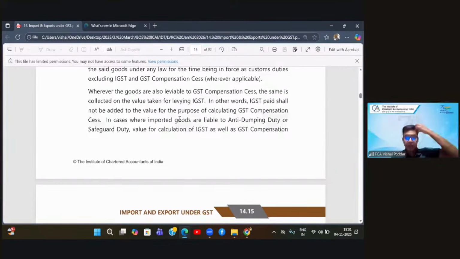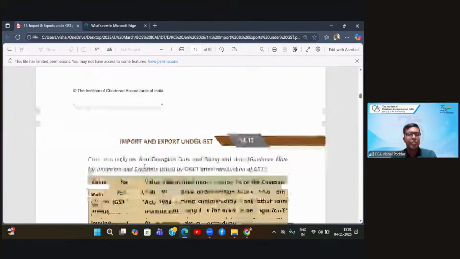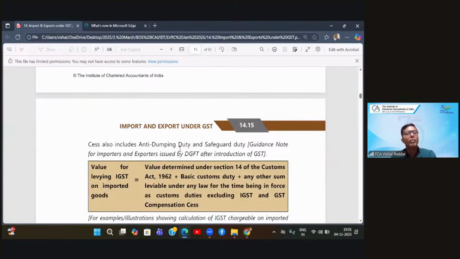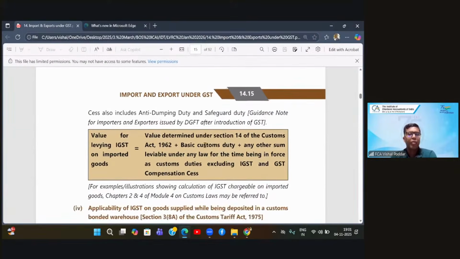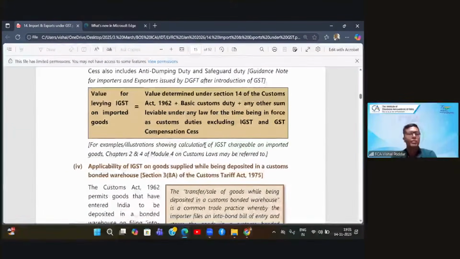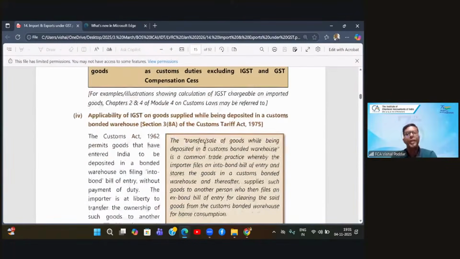Now, in cases where goods imported are liable to these duties, what duties? Anti-dumping, safeguard. The value for the purpose of calculating IGST and GST compensation cess will be after adding these duties also. So all of these duties levied under customs will be added, and this cumulative value will be taken for charging IGST and even cess.